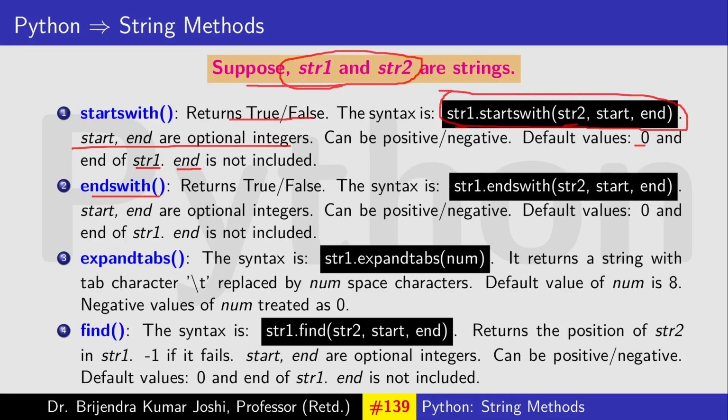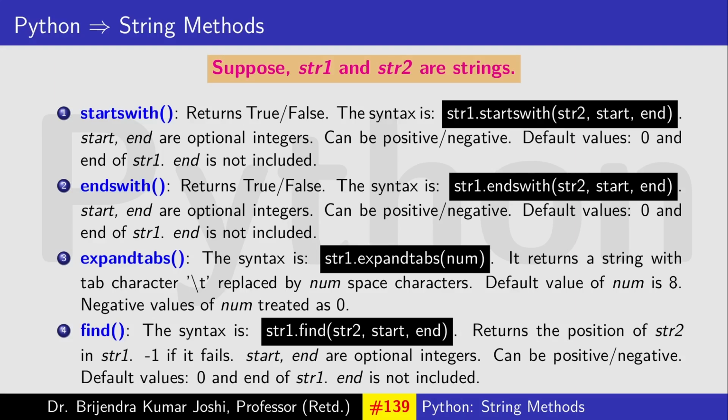endswith is just like startswith, but it searches for str2 at the end of str1. Again, it returns true or false. If it ends in str2, then it returns true, otherwise false. Start and end are the same optional integers which can be positive or negative. And default values for start and end are 0 and the end of the string; again, end is not included.